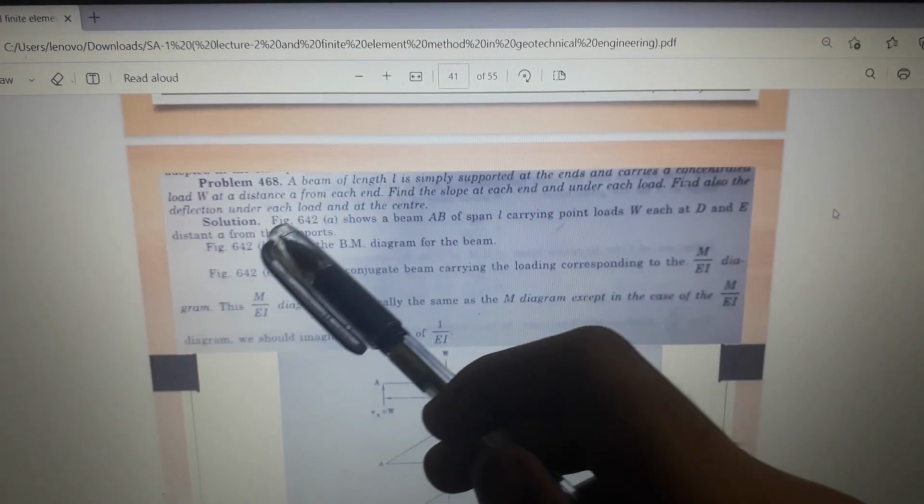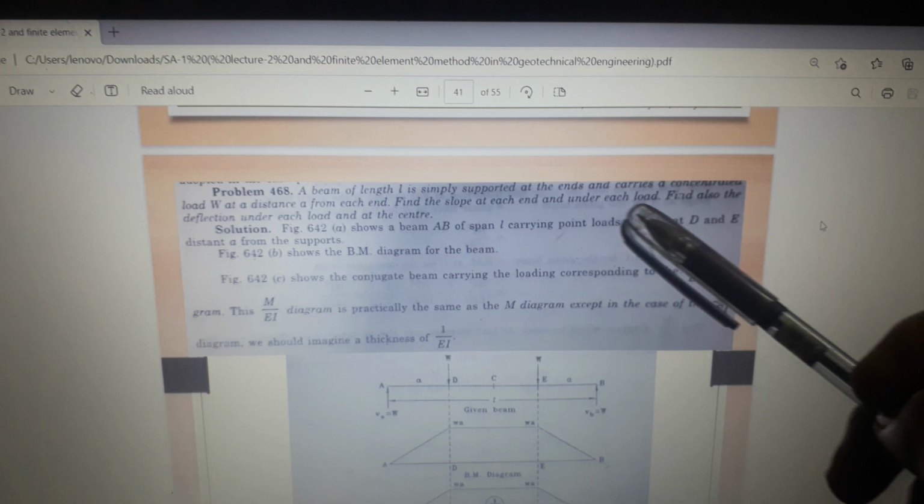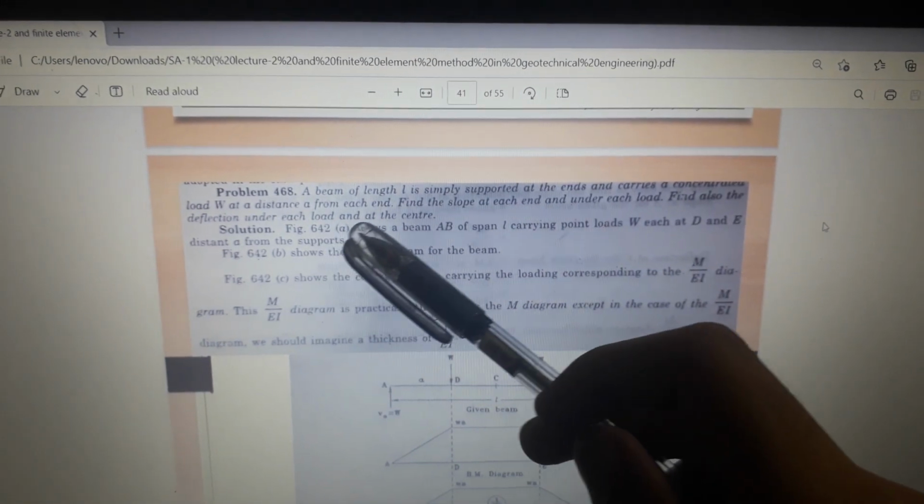Listen. A beam of length L is supported at the ends and carries a concentrated load W at a distance A from each end. Find the slope at each end and under each load. Find also the deflection under each load and at the center.